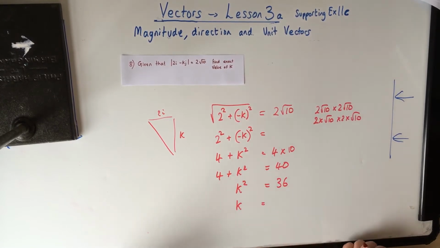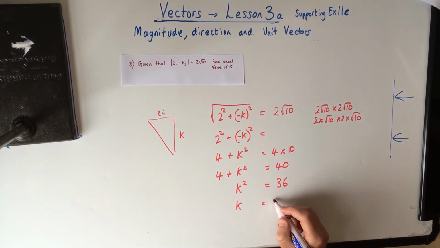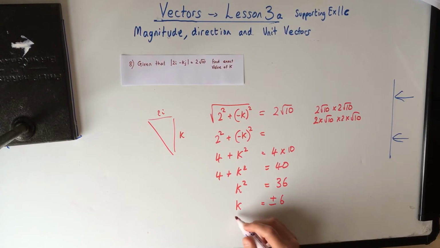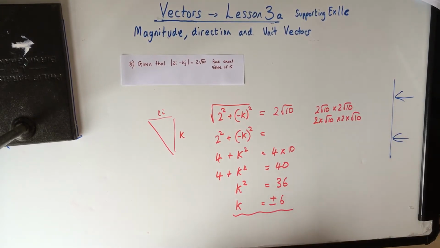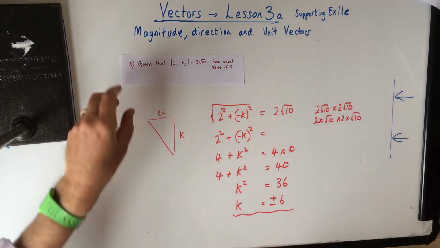Be careful, this is A level, so when we square root that, k can actually be plus or minus 6. It's a bit unusual, as it says find the exact value of k. That implies that it's not a nice whole number, which of course it is in this case. When you get that on an exam, that exact value is always something in surd form or in terms of pi or something like that. So just be careful. But it is an exact answer in this case. Okay, so that's number 8.